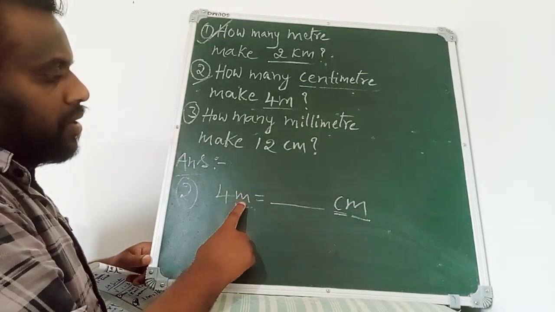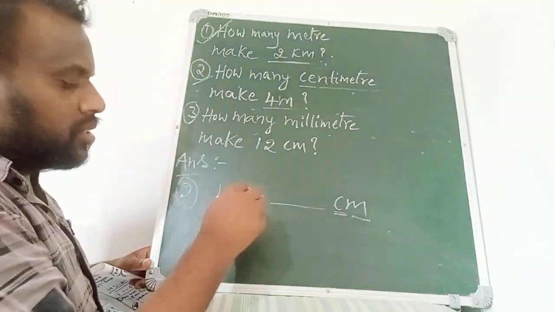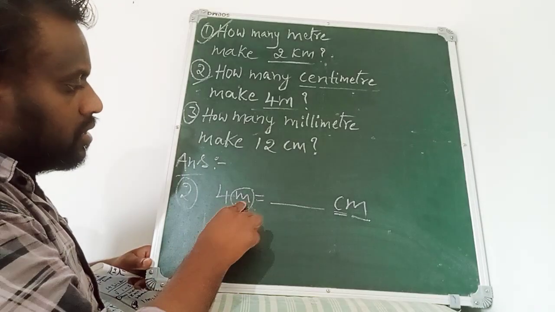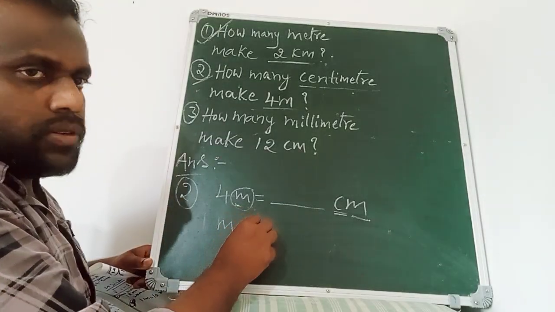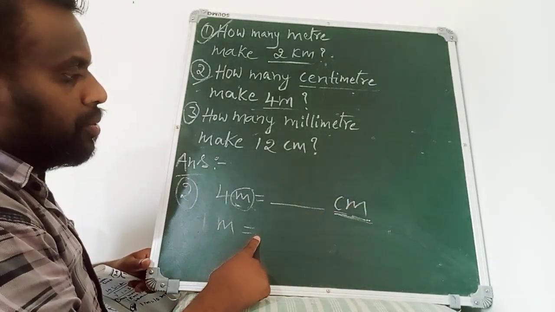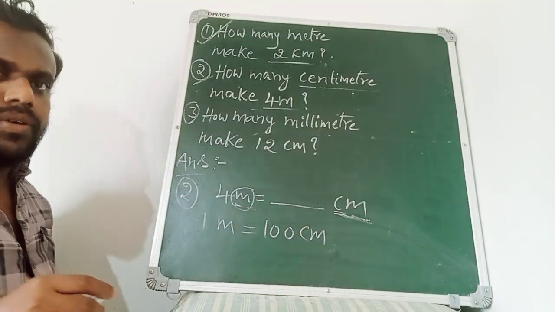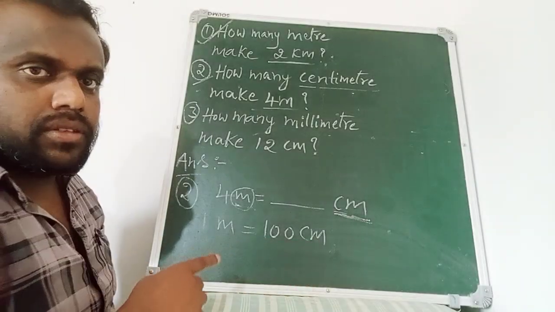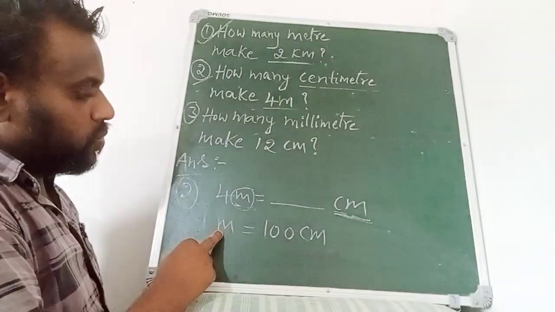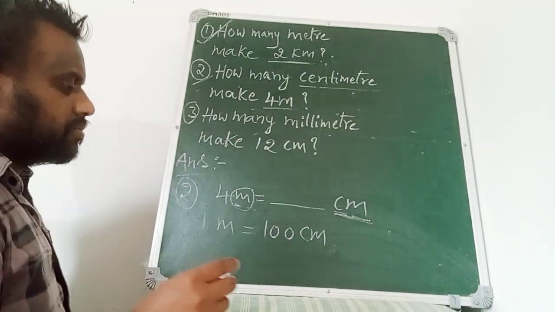To find out, we are converting meter to centimeter, right? So first take this meter. First you have to write 1 meter is equal to how many centimeter? 1 meter is equal to 100 centimeter. So this you have to remember. That is the only way: memorization. 1 meter is equal to 100 centimeter. This you have to remember.